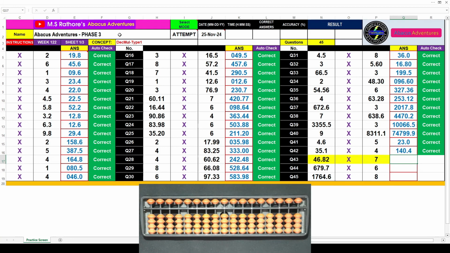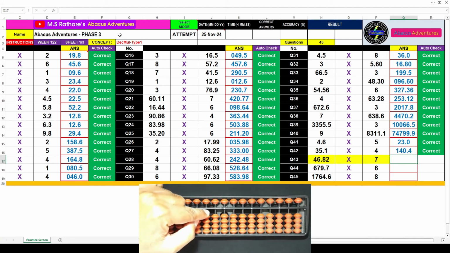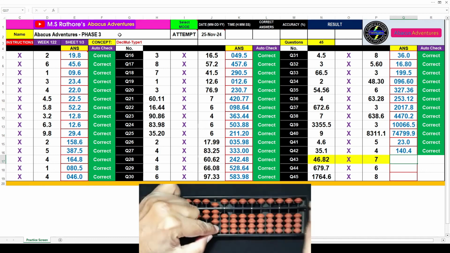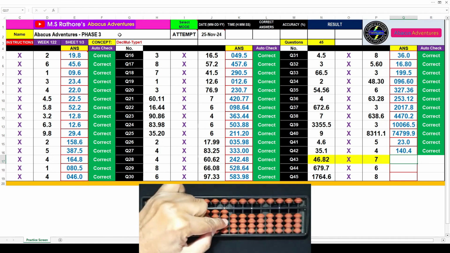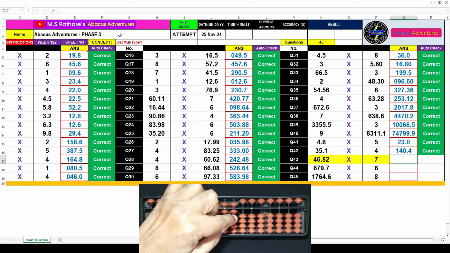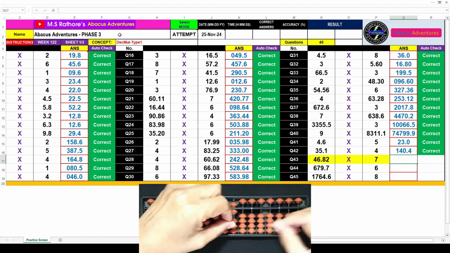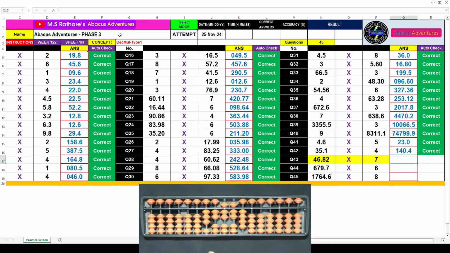Question number 43, 46.82 multiplied by 7 from rod number 3. Right to left, 7 4s are 28, shifted, 7 6s are 42, shifted, 7 8s are 56, shifted, 7 2s are 14. And the answer is 327.74.